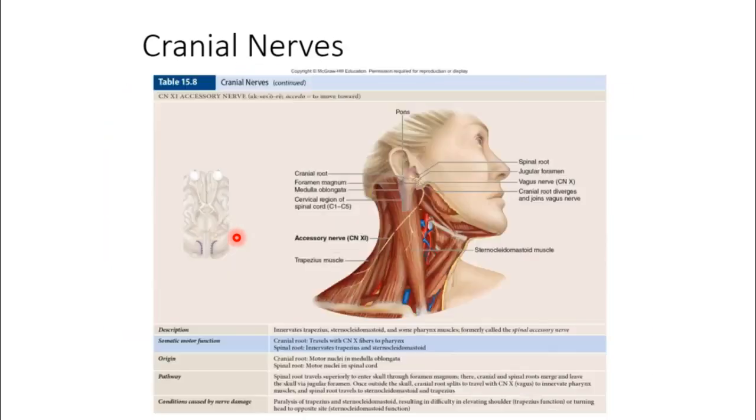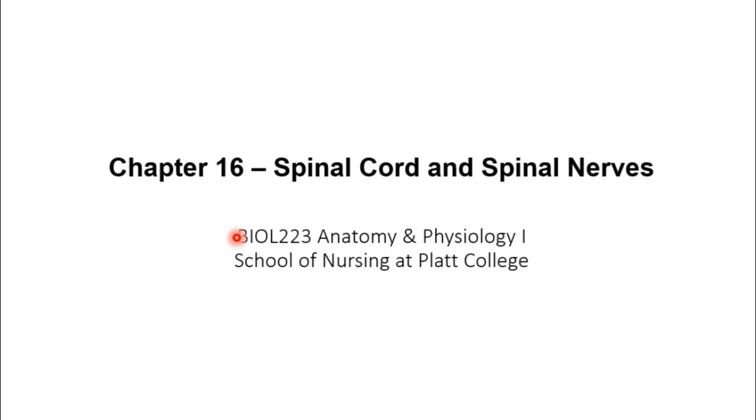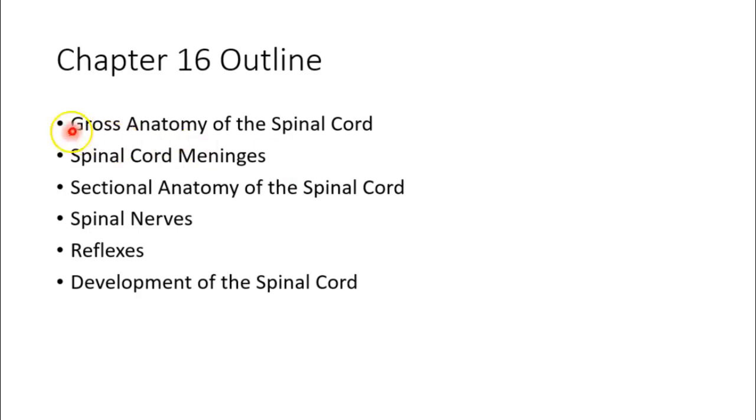Okay, we'll move on to our chapter 16 content, the spinal cord and spinal nerves. So spinal nerves are peripheral nervous system. The spinal cord is actually the central nervous system. We'll talk about the gross anatomy of the spinal cord, meninges, the sectional anatomy of the spinal cord, the spinal nerves, and reflexes.